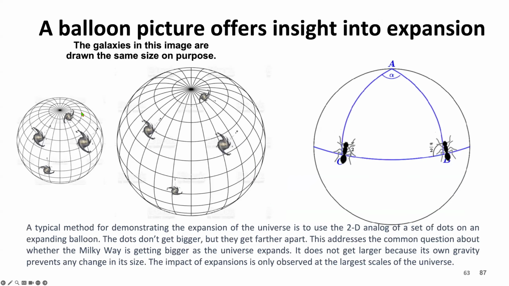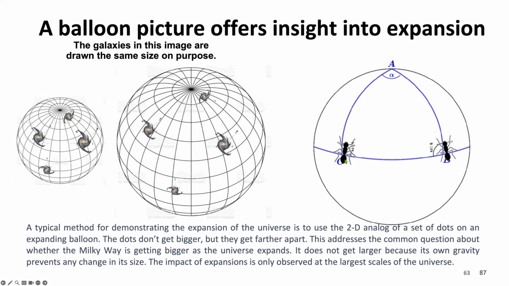So what we have, we're going to go back to our balloon analogy, which is the best thing we have for talking about this, that in the early days of the universe, the early galaxies were closer together. And as the universe has expanded, the space between the galaxies has gotten bigger.